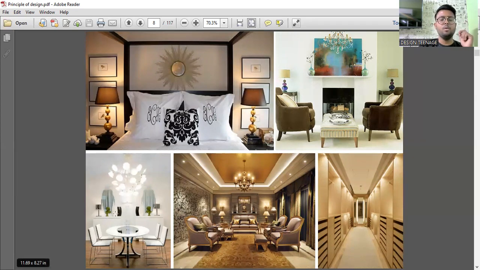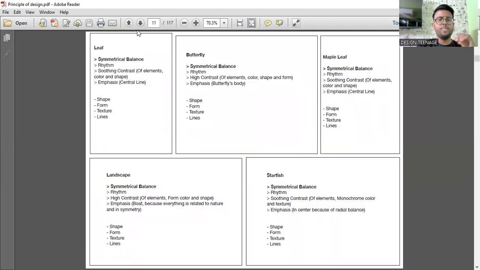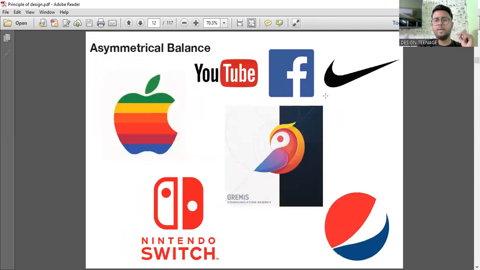So we need to remember, it's not always the shapes, it's not always the colors. It's a combination of all the things working together. We need to understand what is coming into impact, and hence making it symmetrical or asymmetrical. Now these are some of the best examples in nature of how things can be symmetrically or asymmetrically composed. Moving on to asymmetrical balance now.